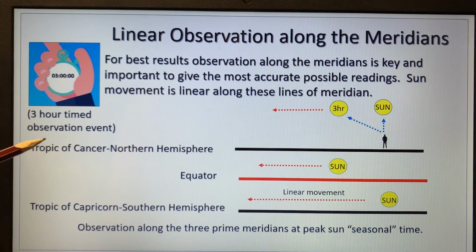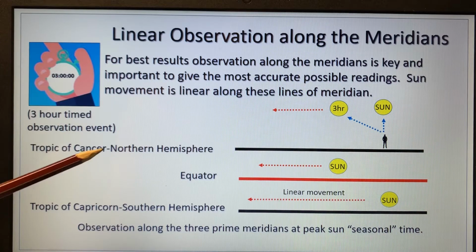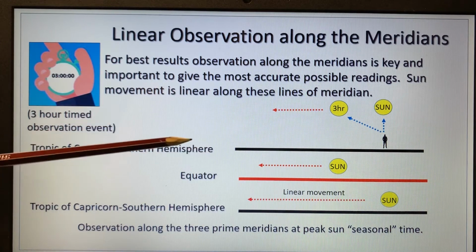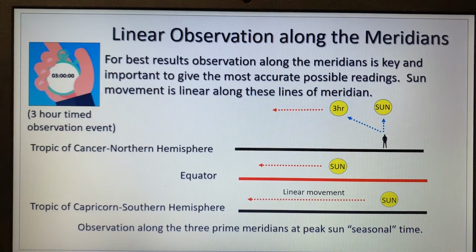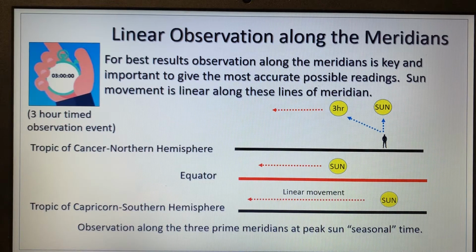For example, the Tropic of Cancer in the northern hemisphere would be 21 June 2020. This year, the sun is going to be directly over that meridian. So that observer, if they were located on the Tropic of Cancer, you first start your observation at the 90-degree mark, then 3 hours later get your measurement, and you'll find out your surface angle real quick from that measurement.